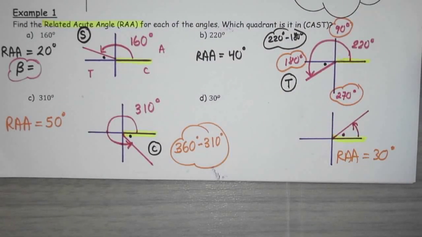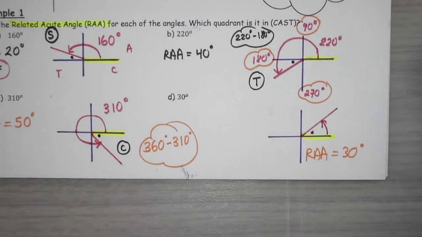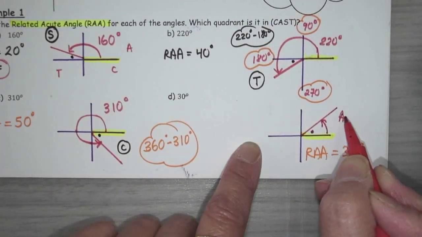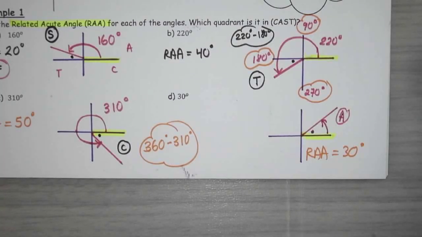Okay? And which quadrant is it in? A. A for all, all of them positive. Okay, so don't forget, the regular little acute angle is regular. Any questions or clarification?